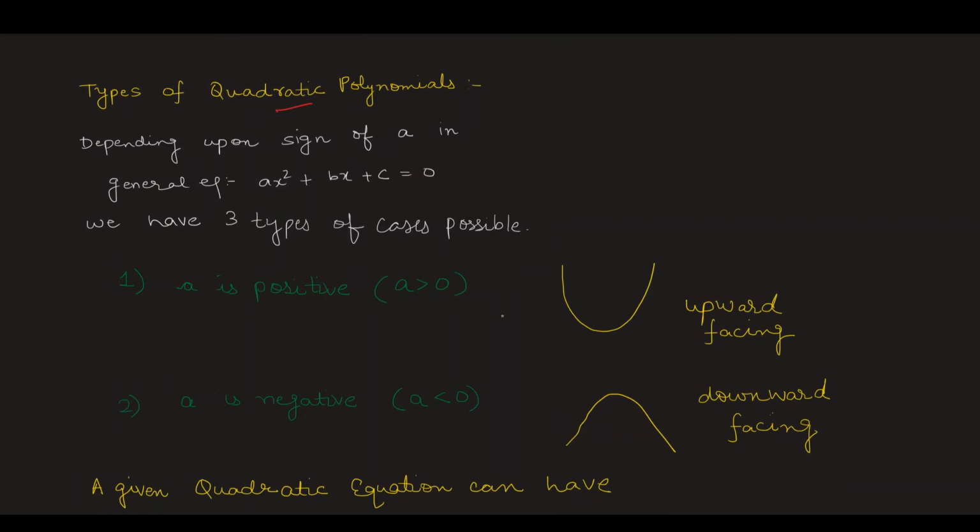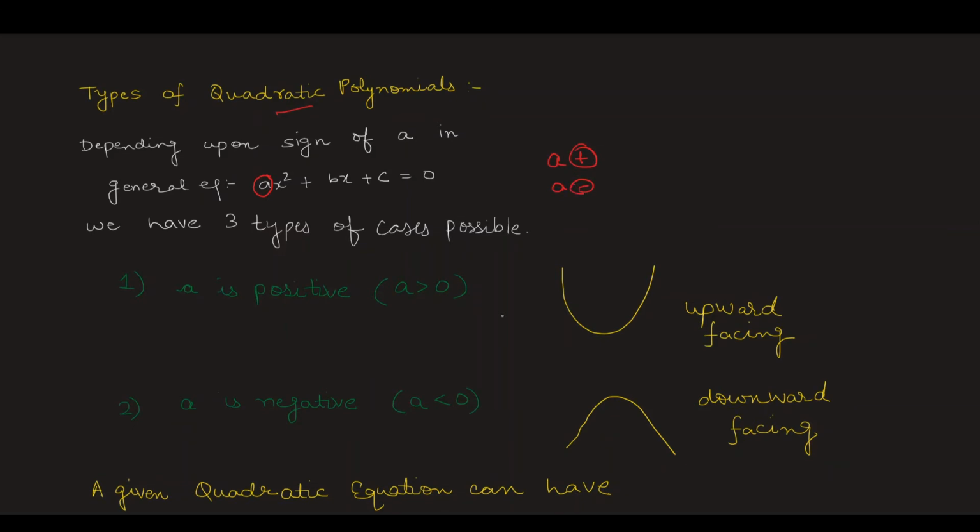Then we move on to types of quadratic polynomials. There are two types of quadratic polynomials based on the sign of a, whether a is positive or a is negative. Number one, when a is positive, we have, here is the correction, number 2. When a is positive, the graph of this quadratic equation is upward facing. This graph is known as a parabola. You will be learning about parabolas in class 11th coordinate geometry. When a is negative, it is downward facing.